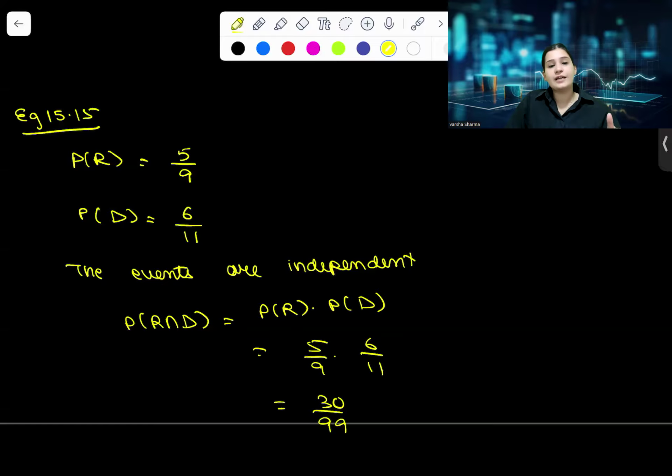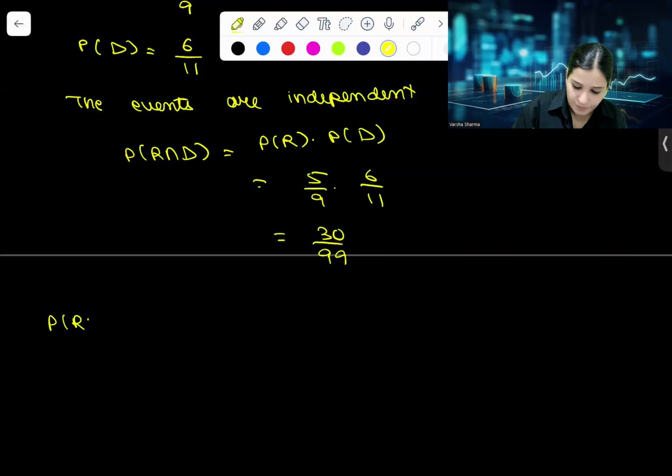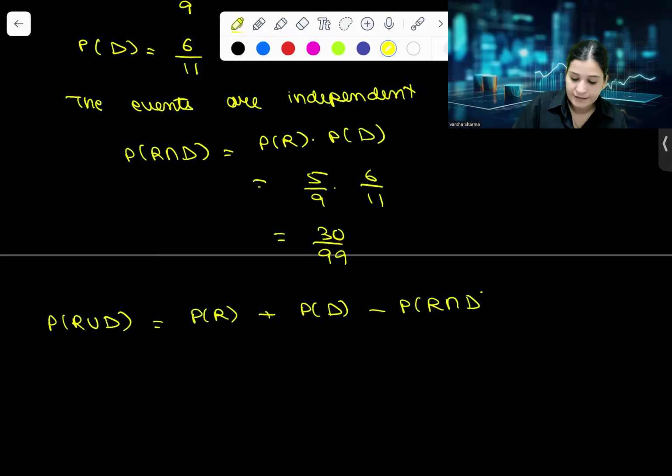So the question is, what is the probability that the target would be hit? I explained this just a day before. Target hit, work done, job done: all these questions are basically union. Target hit means at least one of the persons has to hit the target. At least one is always union. So target hit, job done, work done, problem solved, everything is union. So we have to find the union probability. The formula is probability of R plus probability of D minus probability of R intersection D. So 5 by 9 plus 6 by 11 minus 30 by 99. Answer.